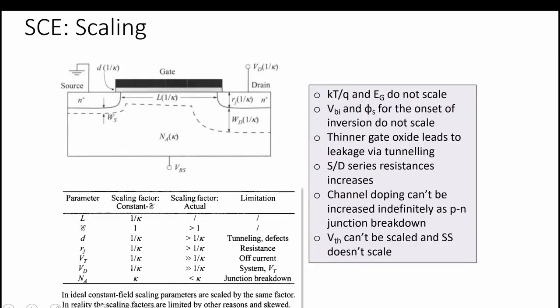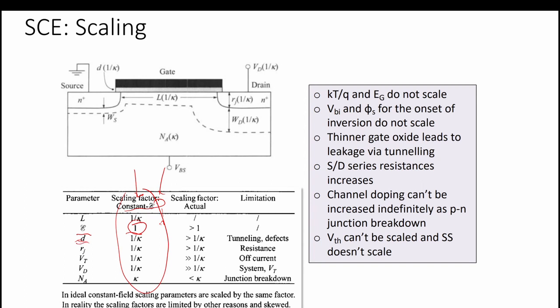Now the scaling. These are the things for the constant electric field factor. So how will the length be scaled? Length will be scaled by 1 by k. K is the scaling parameter. E we are not scaling, because we are keeping E constant.